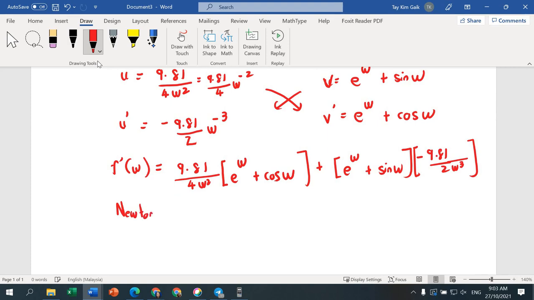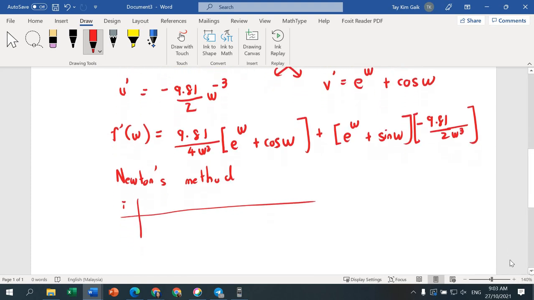If you use Newton's method, they give you the interval -2 to -1. You can pick your starting point as either -2 or -1. So you have this as your i, you have w, f w, your f prime w. Let's say you pick -2, then calculate your f w and f prime w.